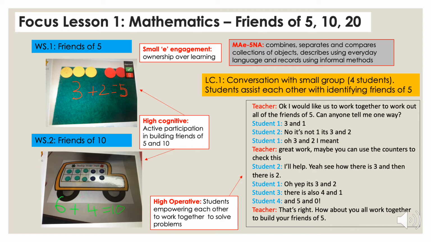This activity is allowing students to demonstrate high cognitive behaviours through developing their understanding of the relationship between numbers. This can also be seen through Learning Conversation 1, where the students are working collaboratively to identify all friends of 5. Student 1 and 2 are displaying high operative behaviours through correcting mistakes and encouraging each other to review their solutions.